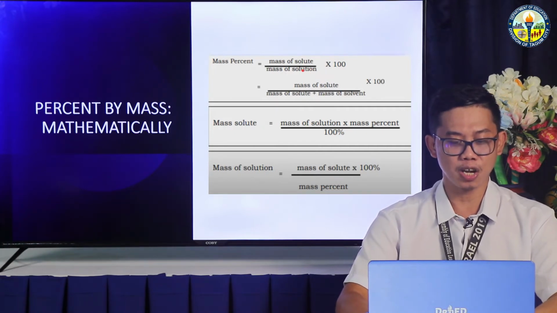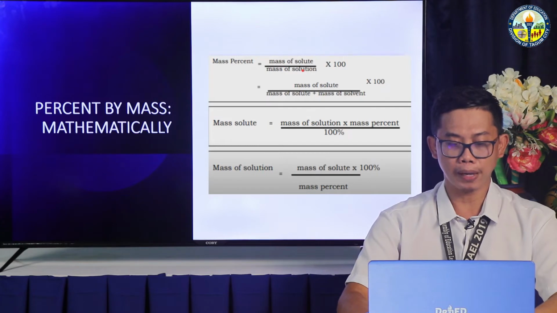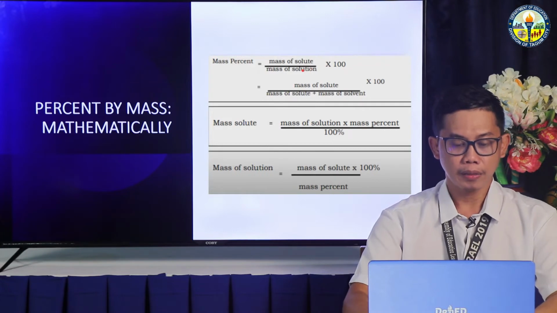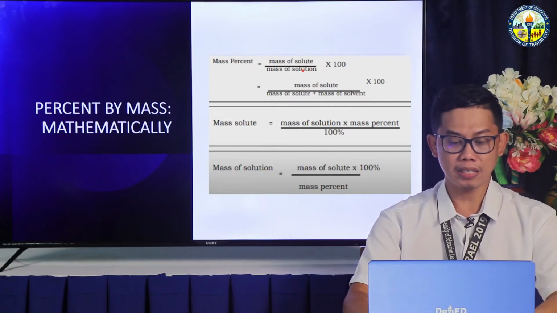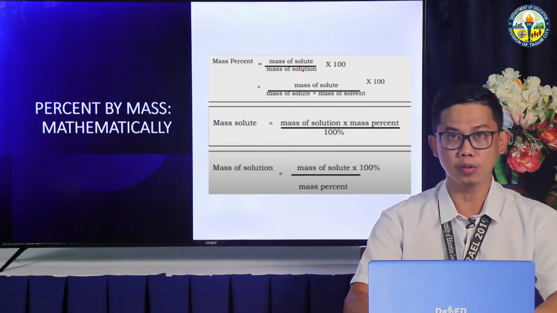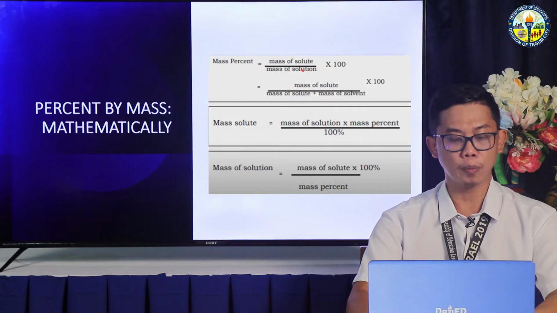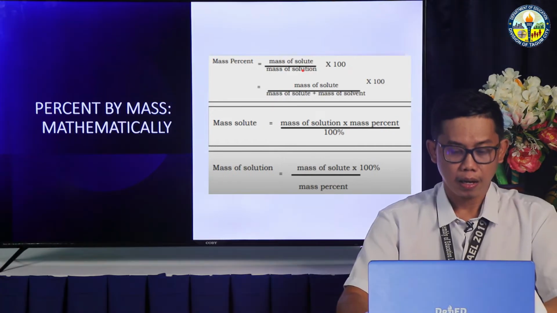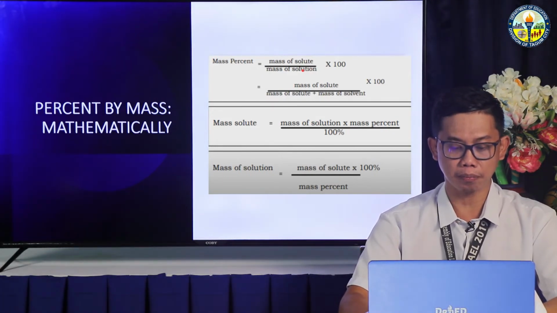Mass of solute is equal to the mass of solution multiplied by the mass percent, or percent by mass, divided over by 100%. Another derivation is that what if the mass of solution is needed in a specific problem? Its derived formula is mass of solution is equal to the mass of solute multiplied by 100% divided over by mass percent, or percent by mass. This is how we derive percent by mass.